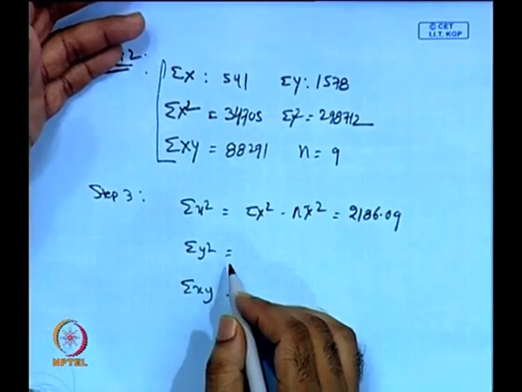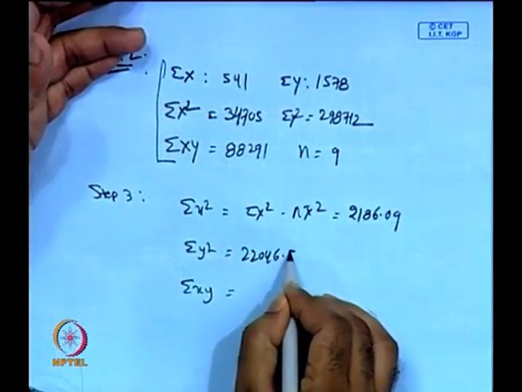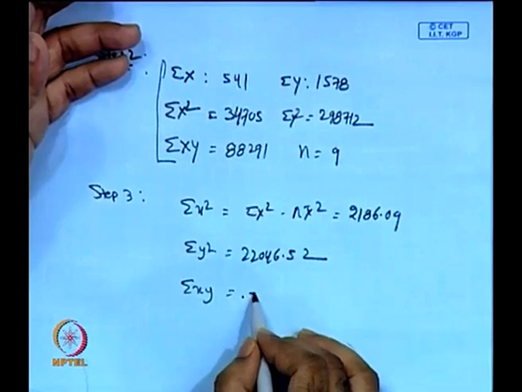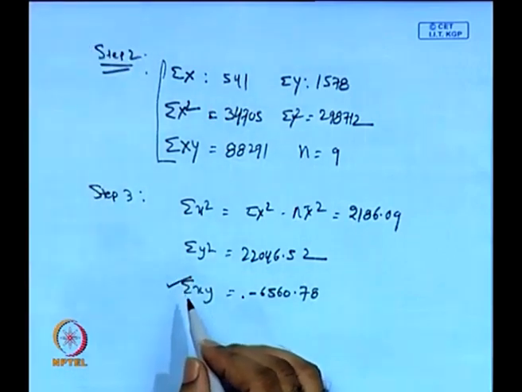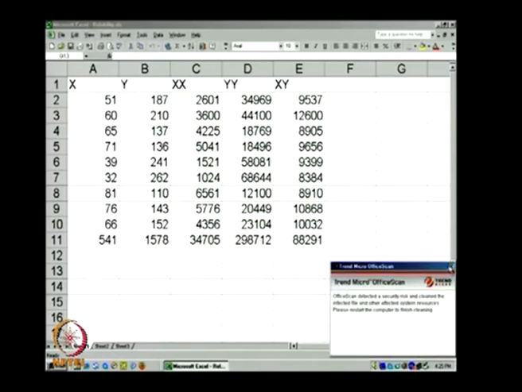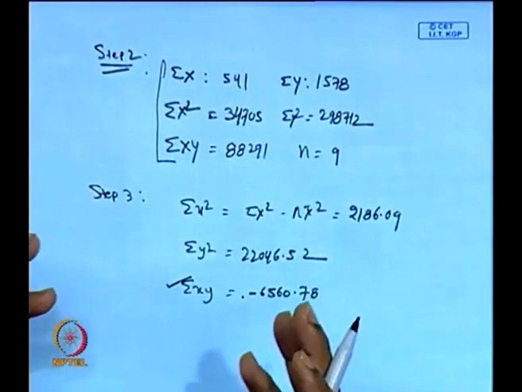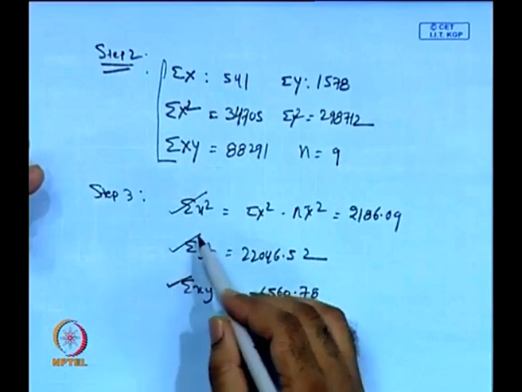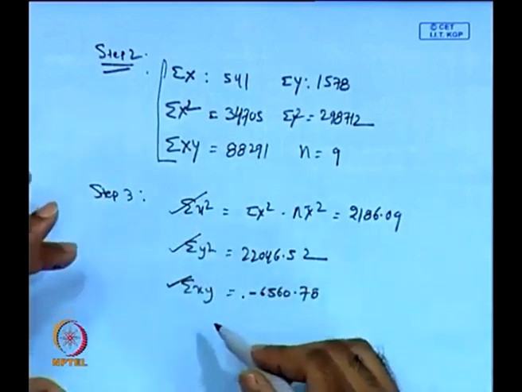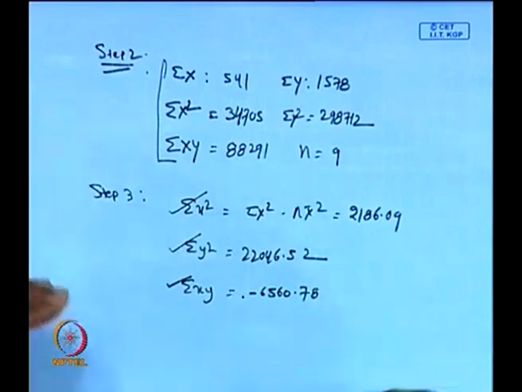Similarly, summation small y square is equal to 22046.52. Similarly, summation small x y is equal to minus 6560.78. Since the covariance is coming negative, this particular item represents that they are negatively related to each other. Variance is always positive for x, and variance is also positive for y, but the covariance can be positive or negative, and that tells us the nature of the relationship. Since it is negative, they are negatively related to each other. So, this is the step 3 process of this particular analysis.